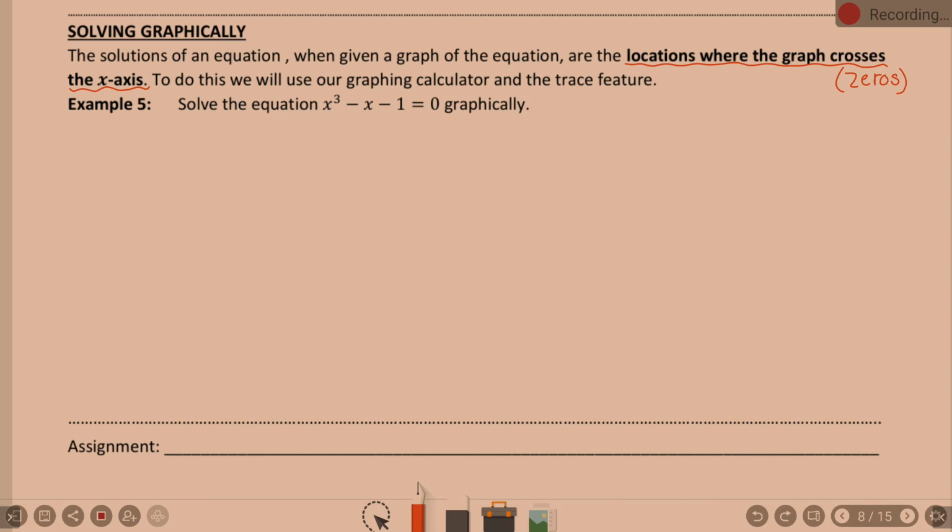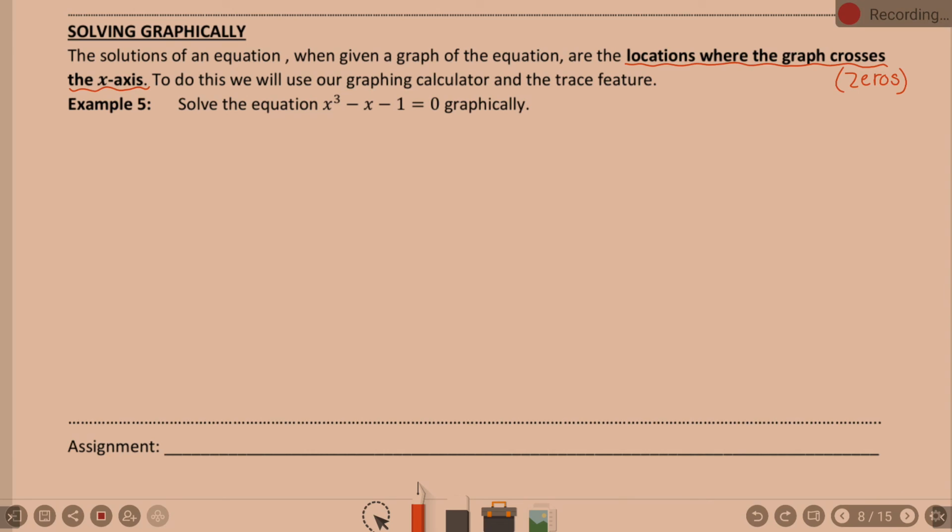Value, zero, minimum, maximum, intersect, derivative, and integral, but we'll save those for calculus. Okay? So, one of those words I've mentioned today, haven't I? If we're trying to find where something crosses the x-axis, we're trying to find the zero. So we're going to use option number 2, which is the zero. And I'm going to hit enter.